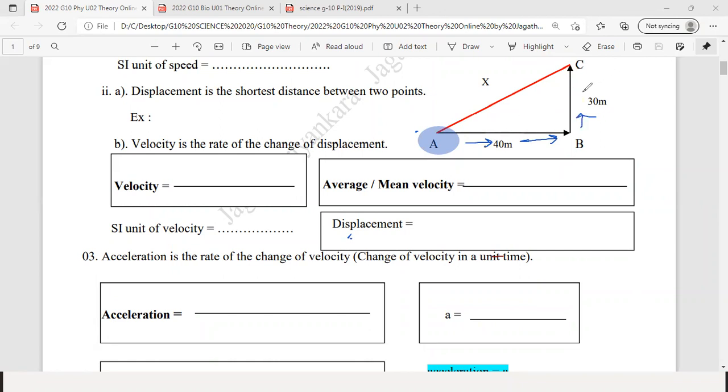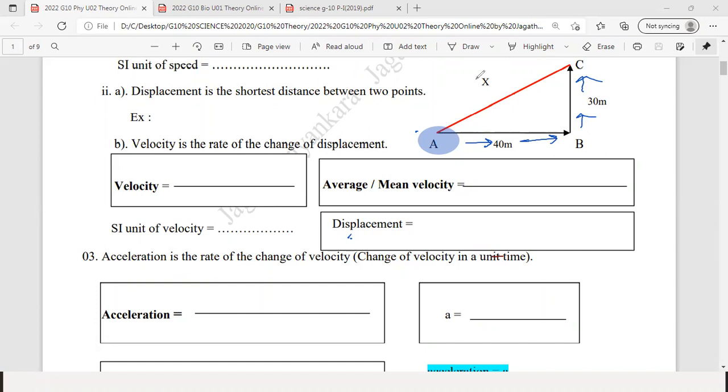What is the total? 40 meters plus 30 meters. Who can give me the answer for this? What is the total distance traveled in this diagram? Write, everyone. Total distance traveled will be how many meters? Any volunteers? Savidya? Rohini? 70 meters.